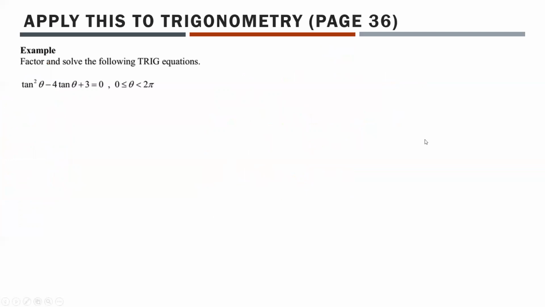So let's apply this to trigonometry. This is a question on page 36. Factor and solve the following trig equations. Tan squared theta minus 4 tan theta plus 3 equals 0 within this domain.